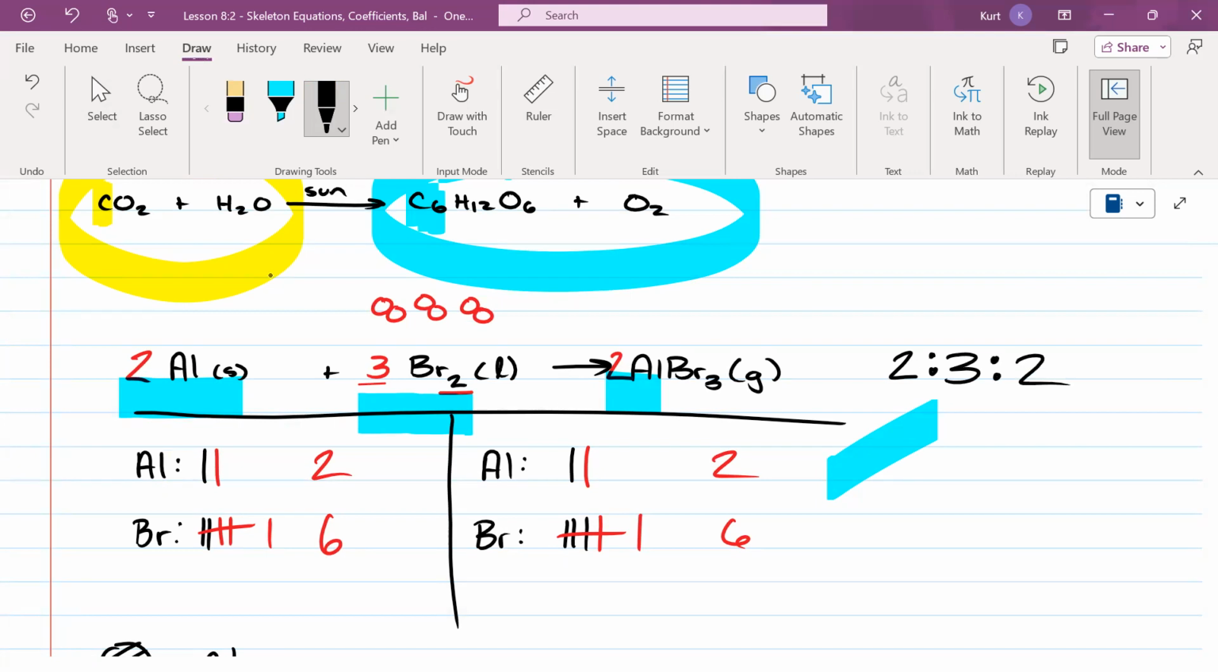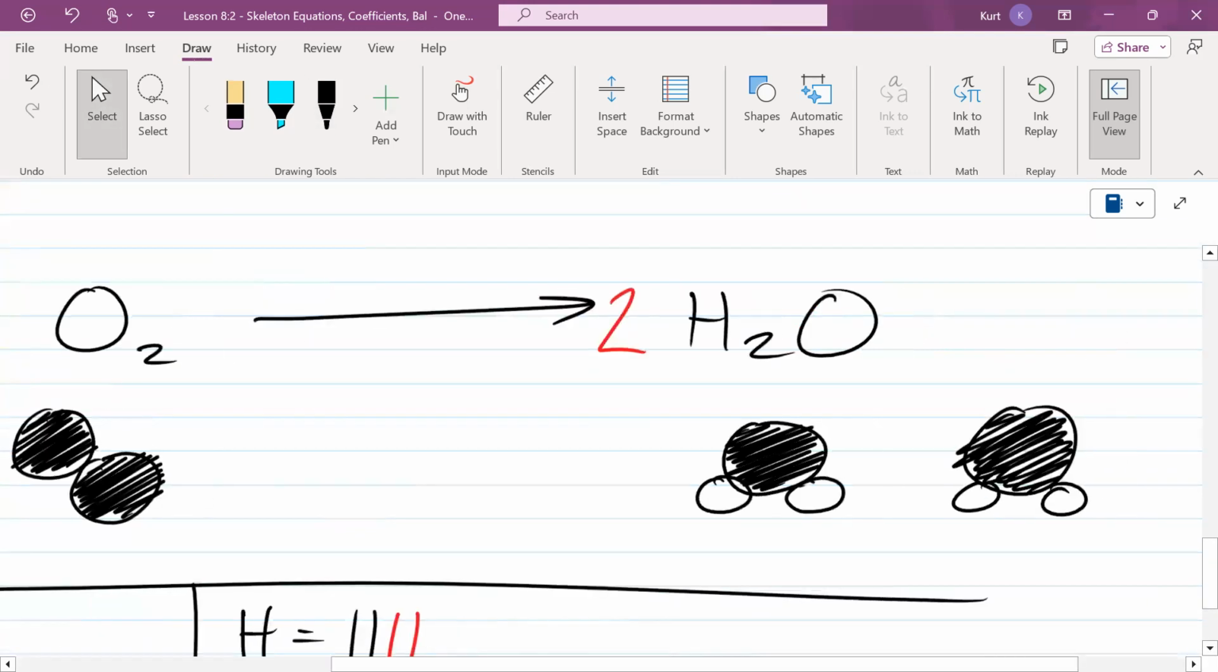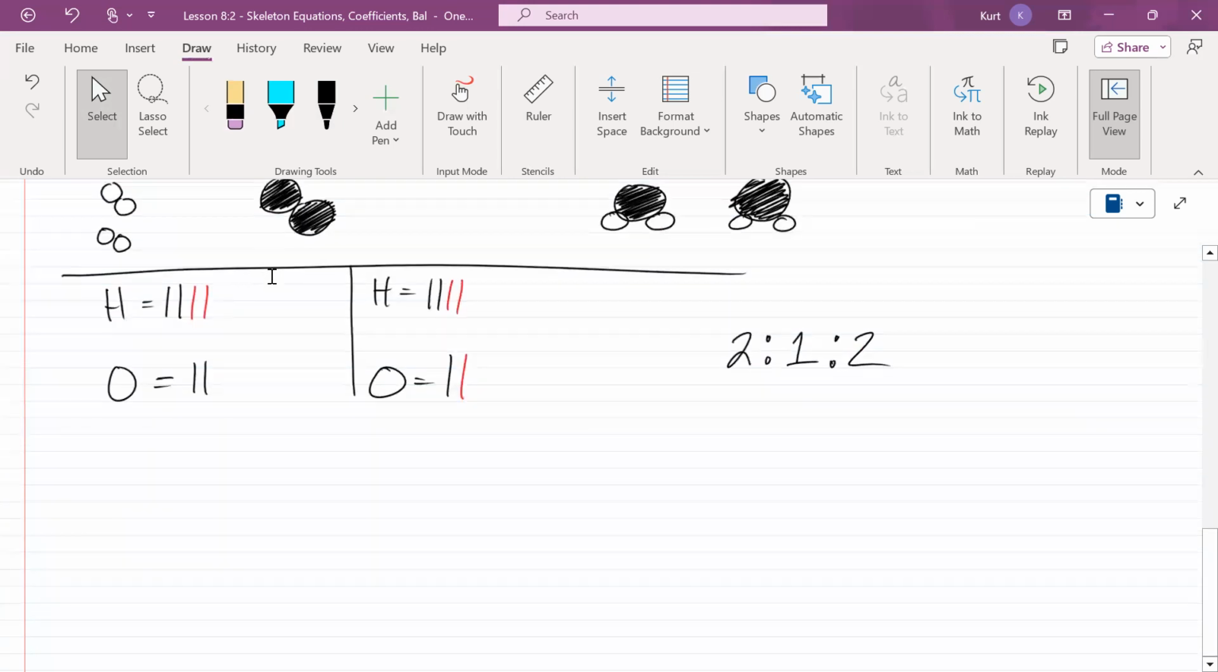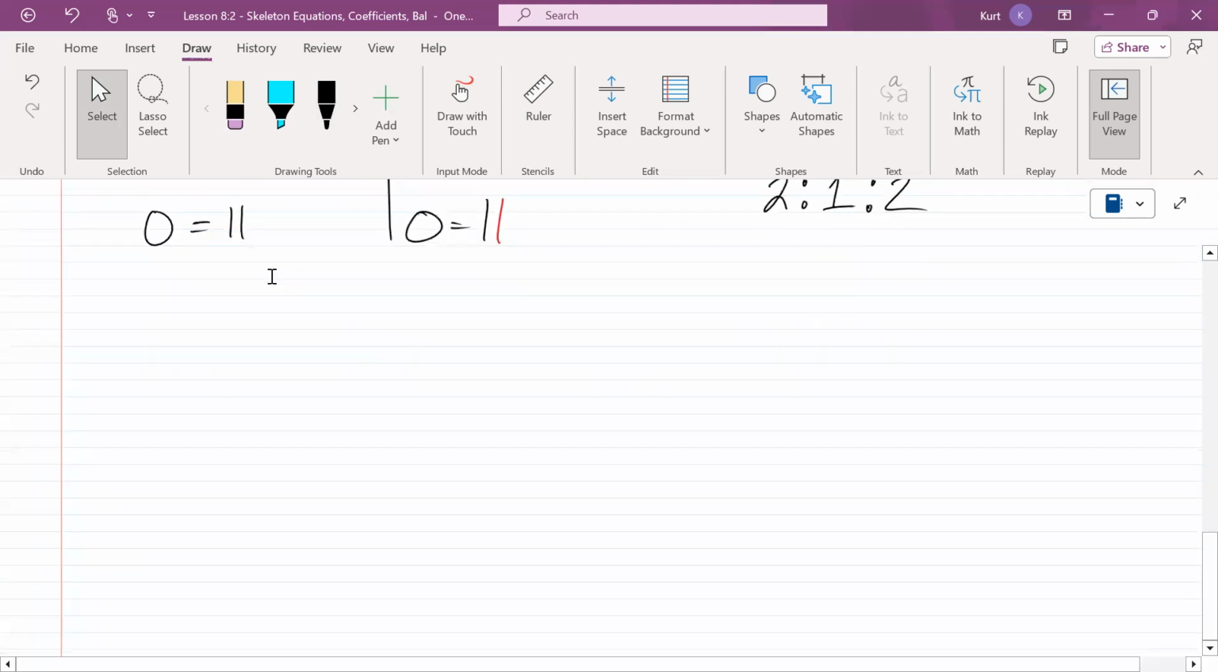Now, can 2 to 3 to 2 be reduced? No. So you keep it like that. Can 2 to 1 to 2 be reduced at all? No. Let's do another one.